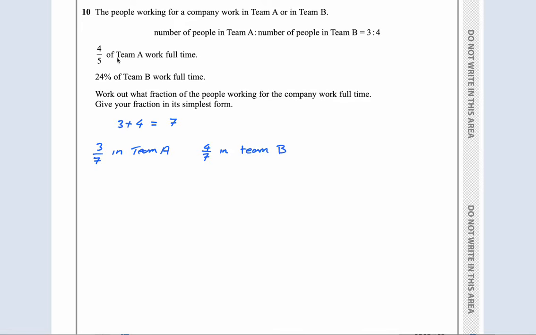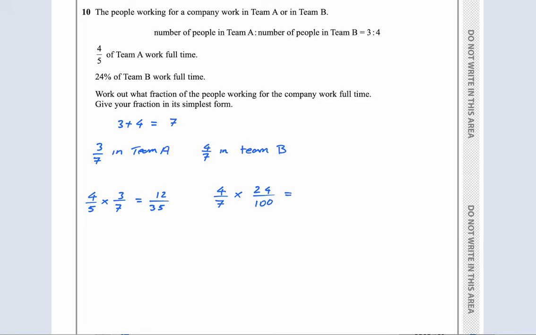Then it says 4/5 of these 3/7 work full time. So I'm going to do 4/5 times 3/7, which is 12/35. So 12/35 of A work full time. And 24% of Team B work full time. So I'm going to do 24% of 4/7, or 4/7 times 24/100. That will give me 24% of this.